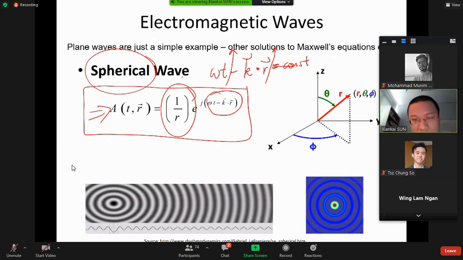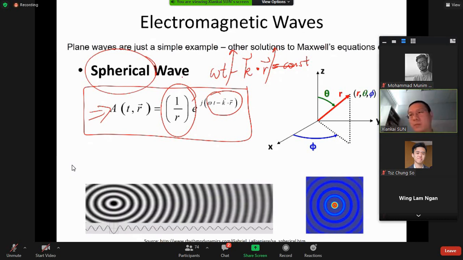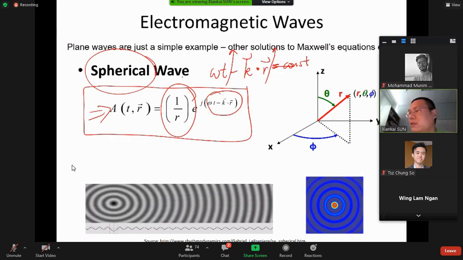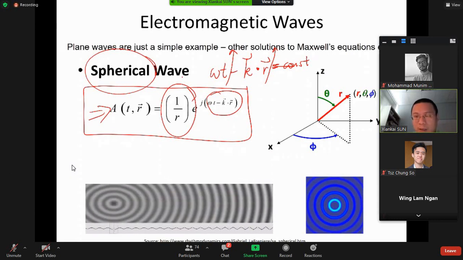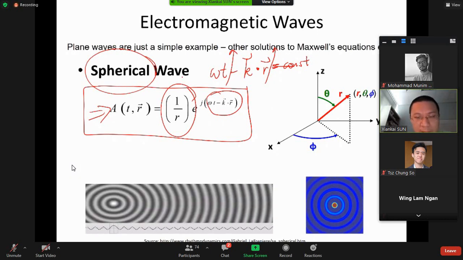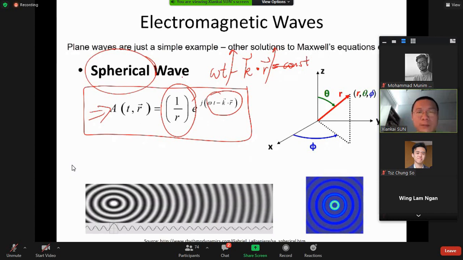Why is this? Because of energy conservation, or power conservation. The power has to be conserved on the surface of that sphere. So as r increases, the larger the distance away from the light source, the lower the light intensity. Okay? So I guess these are quite clear, straightforward. Any questions?